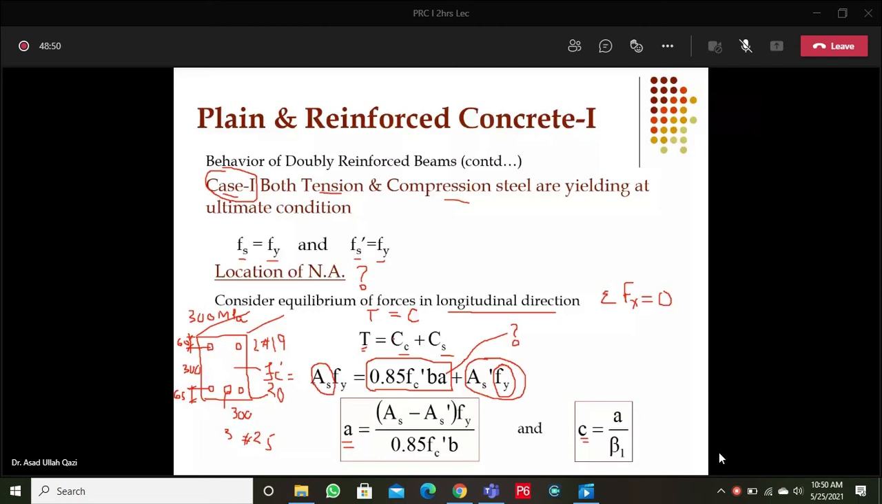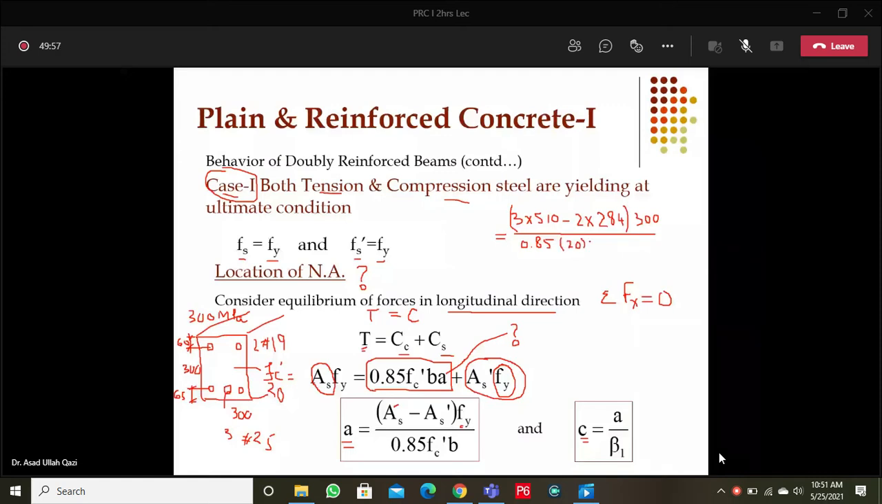So first, can you tell me, I am using standard US customary bars, what is As? It is 3 × 5 = 10, minus As prime, it is 2 × 84, because on the compression side we have two number 19 bars. I'm writing this equation: Fy 300, divided by 0.85, Fc prime 20, and b also 300.